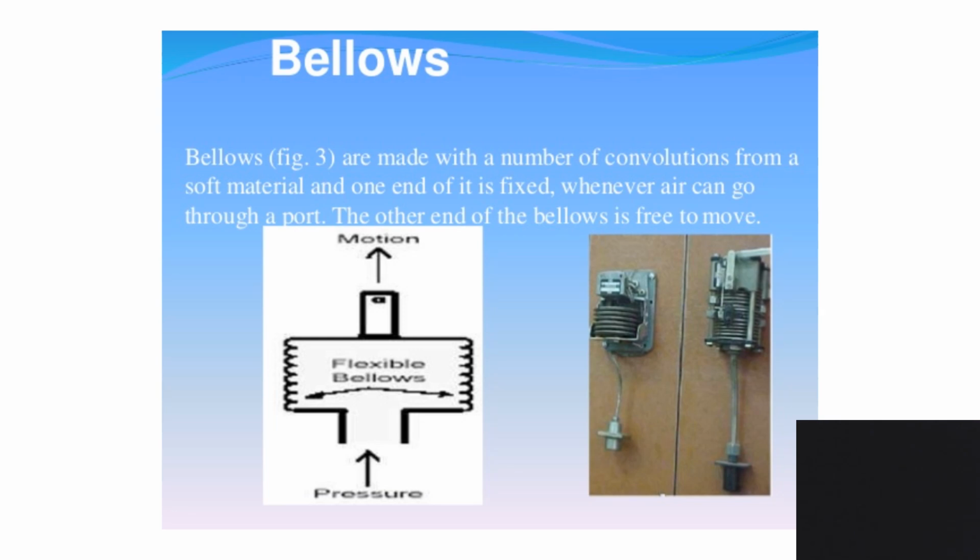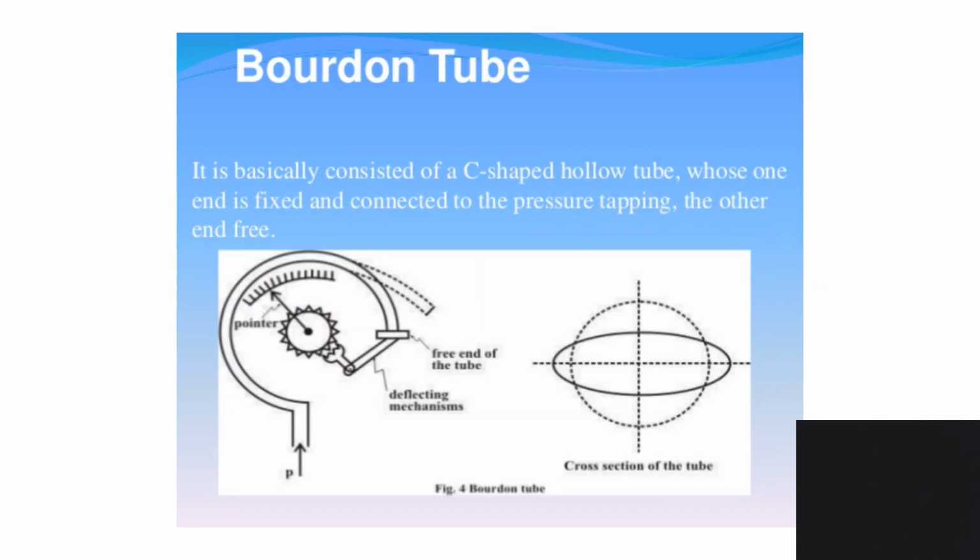Coming to the bellows, there are a number of convolutions made of soft material. One end is fixed, where air can go through the port, and the other end is free to move. The next one is the Bourdon tube, a C-shaped hollow tube whose one end is fixed and connected to the pressure tapping. The other end is free. Whenever there is an increase in pressure, the gauge scale is going to deflect.